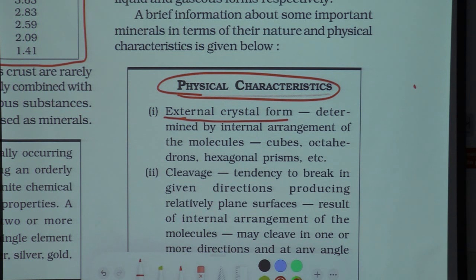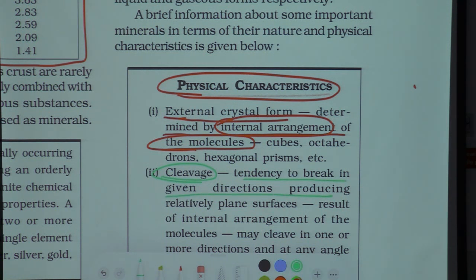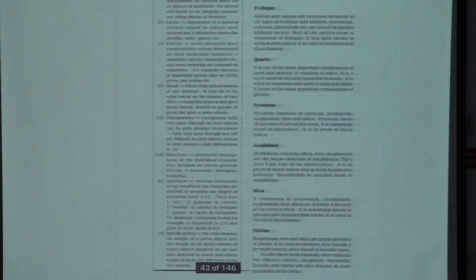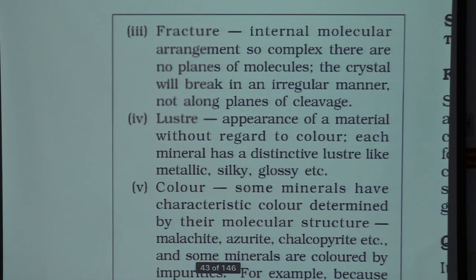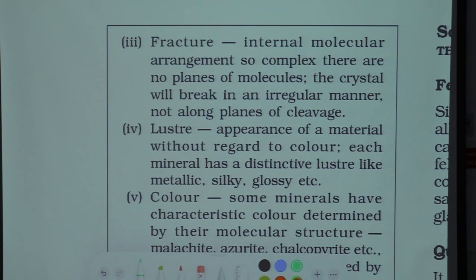External crystal form is determined by the internal arrangement of the molecules. What is meant by cleavage? Cleavage is the tendency to break in a given direction, producing relatively plane surfaces. These are very important constituents that we take with the physical properties. If I continue with the list, then I have the other 8 constituents given on the subsequent page. And if I continue to pick them up, what are the constituents being given? Fracture. It is internal molecular arrangement.